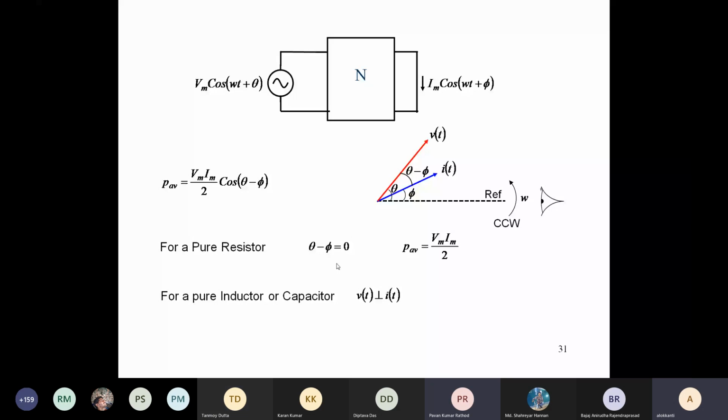So theta minus phi is either plus or minus 90 degrees. And then what happens to cos 90? Zero. So the average power is 0. The average power stored in an inductor or capacitor in an AC circuit is basically 0. For a pure inductor or capacitor, the voltage and current are perpendicular, the difference between the angles is plus or minus 90 degrees, and you get the average power as 0.